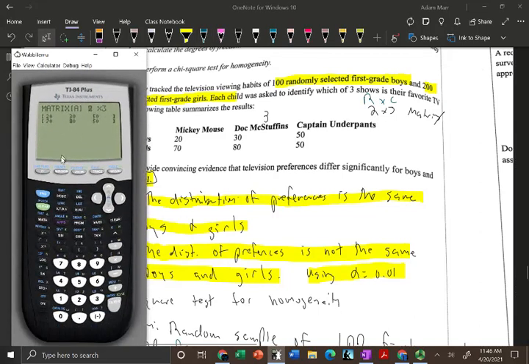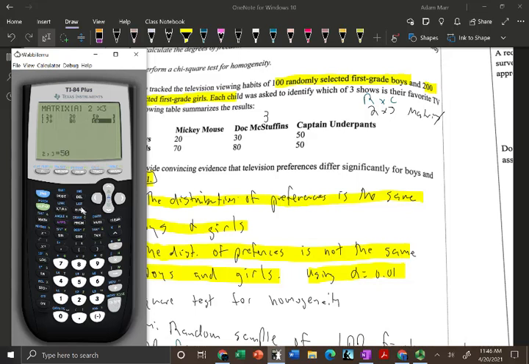So we have 2, enter, 3, enter. Now we put all these values in: 20, 30, just press enter and it goes by row, 50, and now I'll go to the second row, 70, 80, and 50, into each cell.